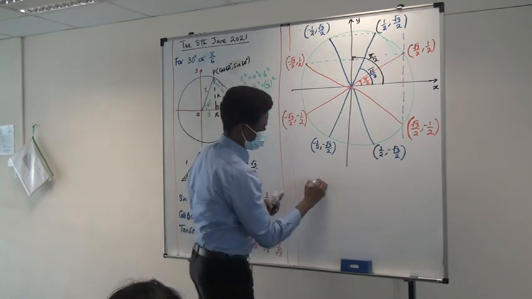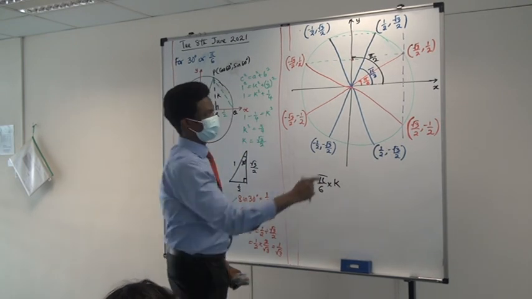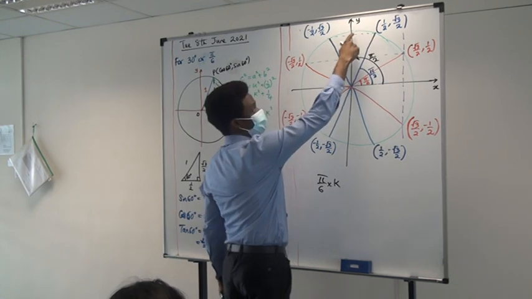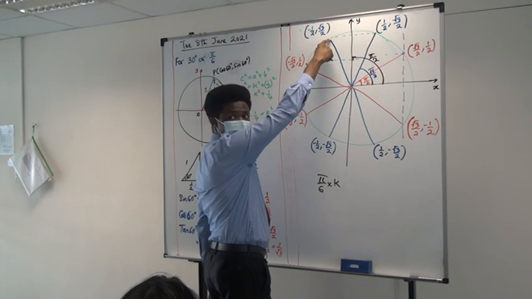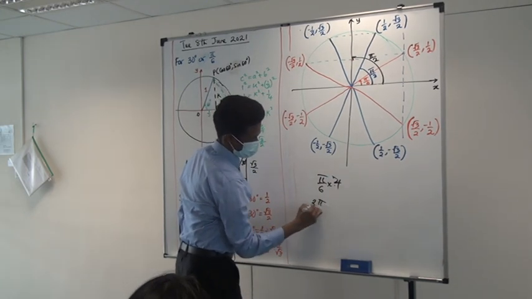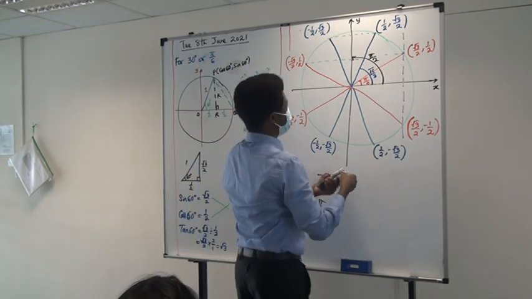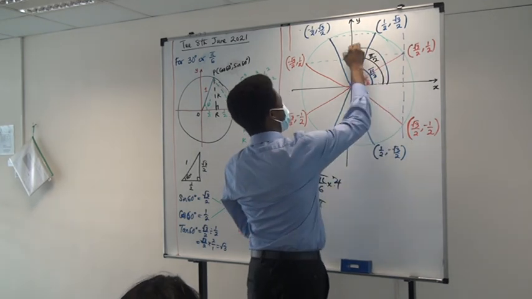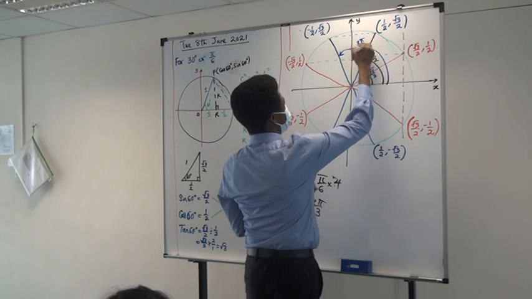Or basically, you can say pi over 6 times k. So the first one is pi over 6 times 1, pi over 6 times 2, pi over 6 times 3. This will be pi over 6 times 4. Do you agree? So what is pi over 6 times 4? 2 pi over 3, right? So this value for the next blue one is 2 pi over 3.